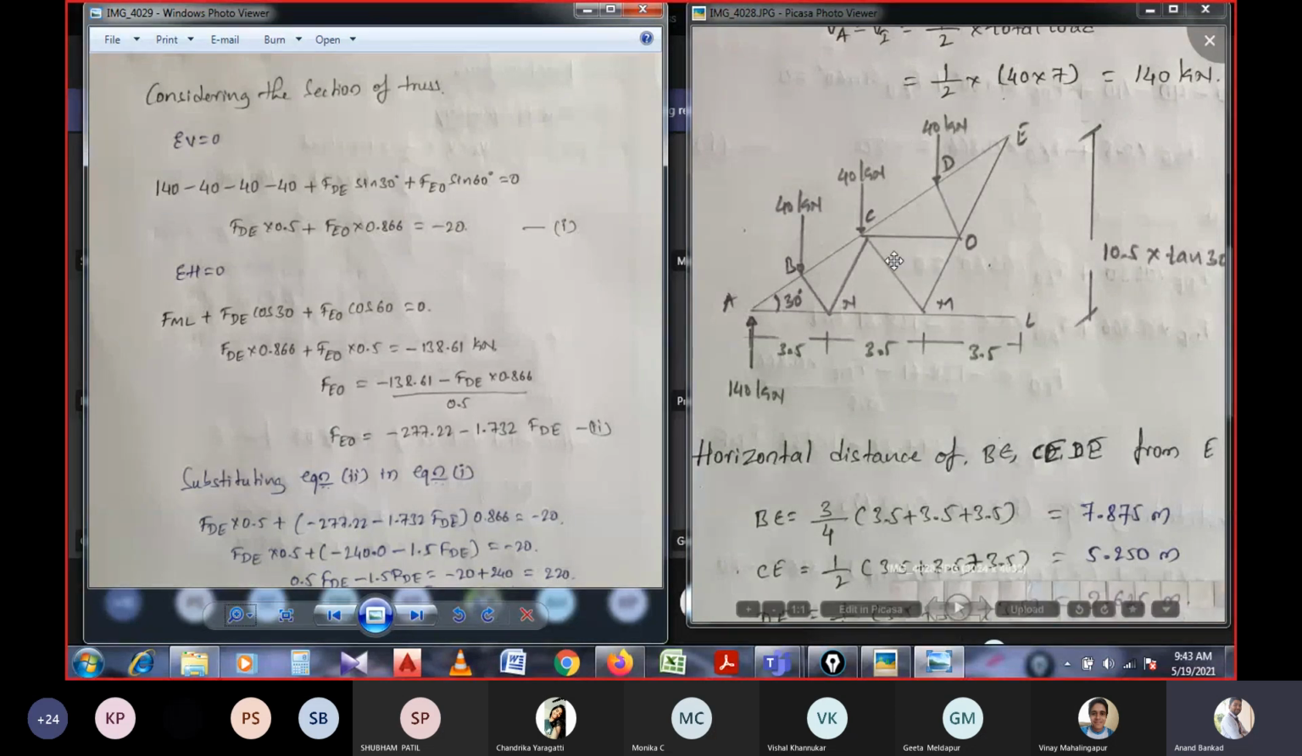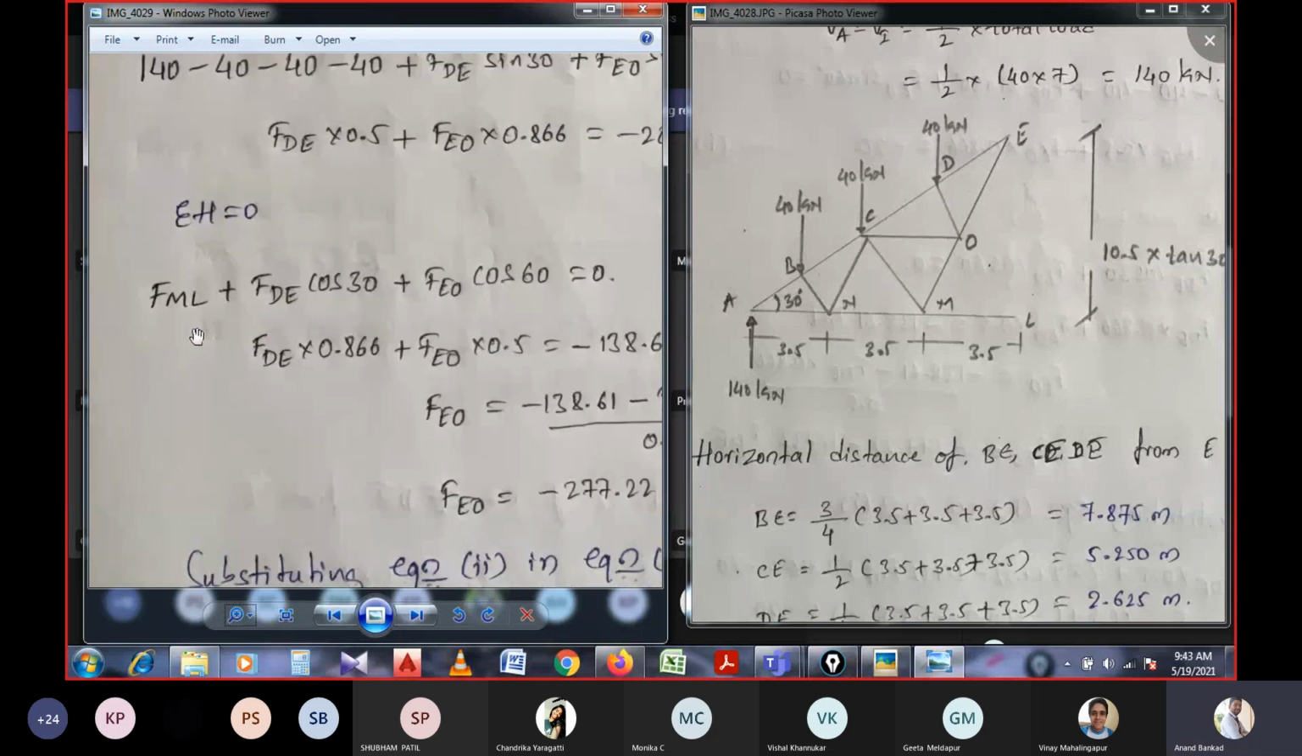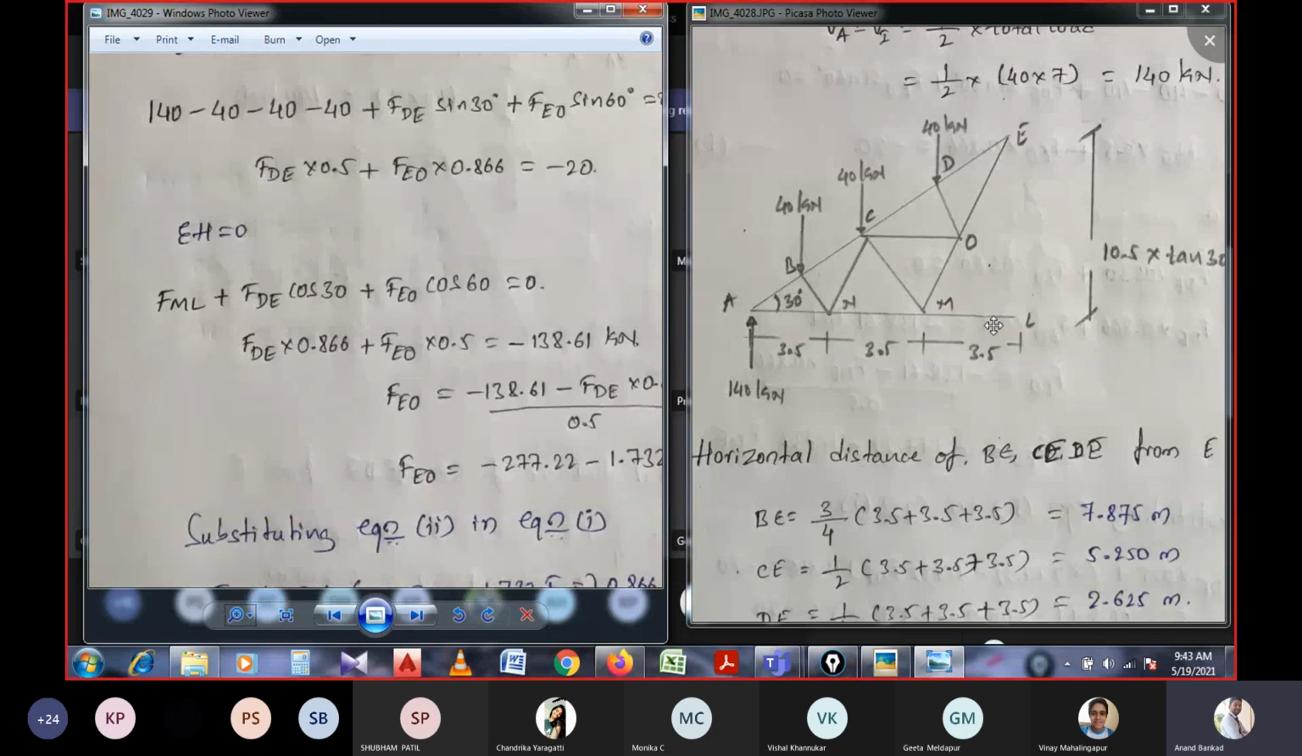And in the same section, if you observe the horizontal forces, they are written over here. That is FML, and we have another horizontal force. Apart from this, FDE is a horizontal force. If you take it to horizontal, it will be FDE cos 30, because we have an inclination of 30 degrees for this member. And apart from FDE, we have FEO, which has a 60 degree inclination. If you refer to this in the horizontal direction, it will be written as FEO cos 60 for the horizontal force. The only thing is you must be familiar with resolving the forces, right?